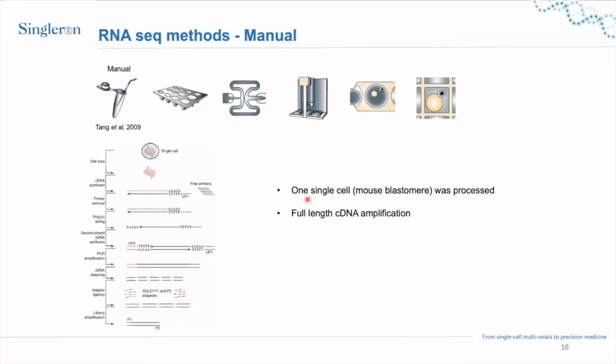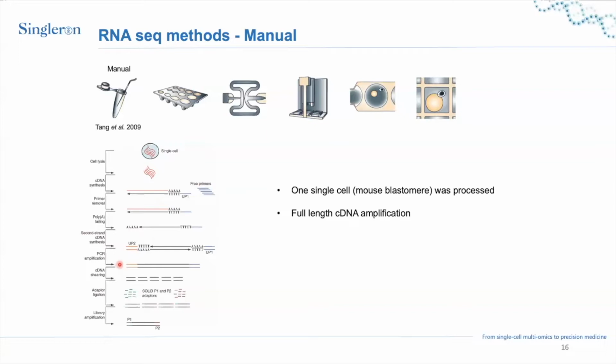As I said, they used only one single cell from a mouse blastomere. And here on the left side, you're looking at the workflow. We start with one single cell, which is lysed, and then we use poly-T capturing together with a known sequence. After that, we remove this primer and add poly A. After addition of poly A, it enables the second strand synthesis with another known sequence, which will be used later for adding adapters.